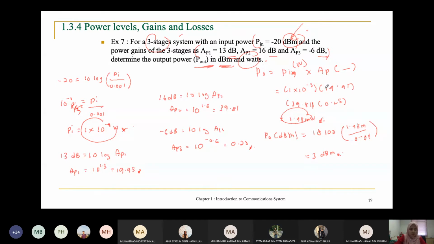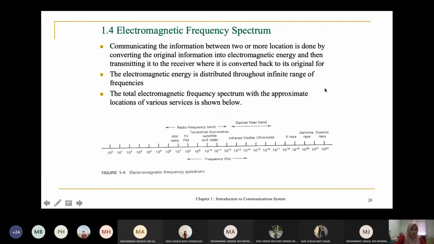Okay, so next is subchapter 1.4. If you still remember, in the lecture on Monday, we learned about the communication system block diagram, and you have the modulator. Can someone give me the function of the modulator? What is the function of a modulator?